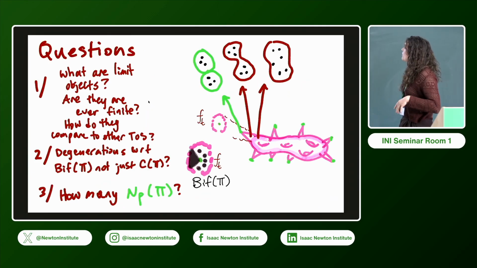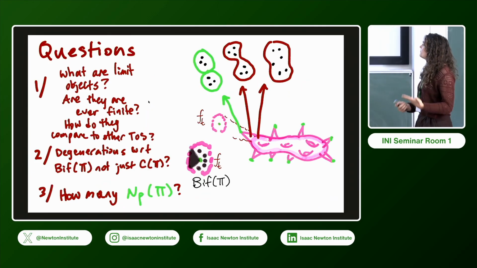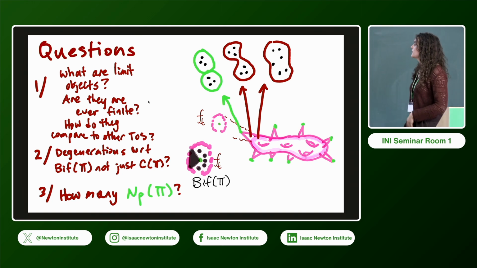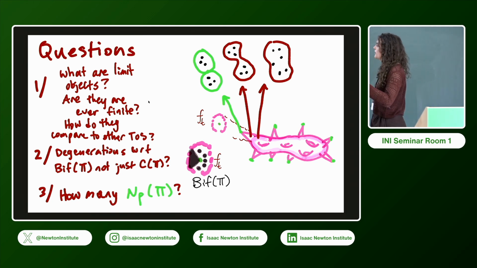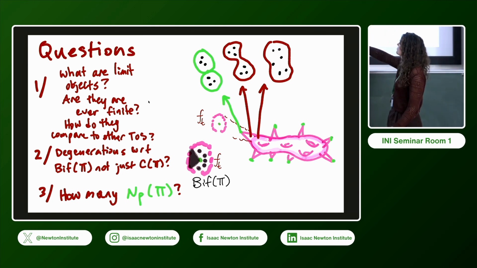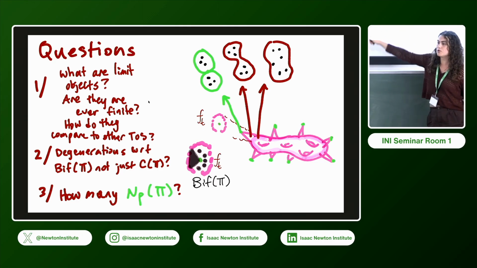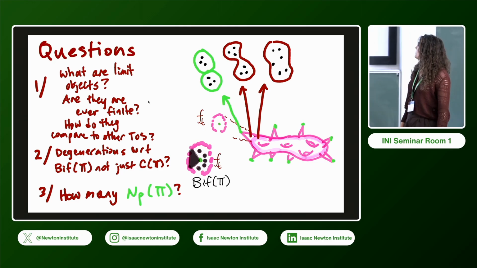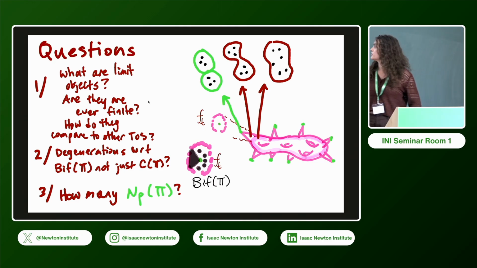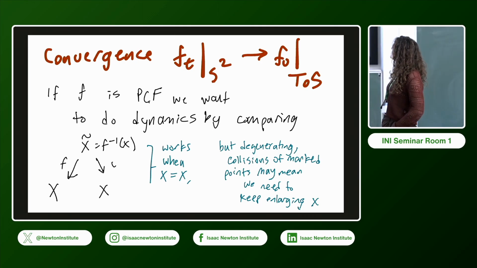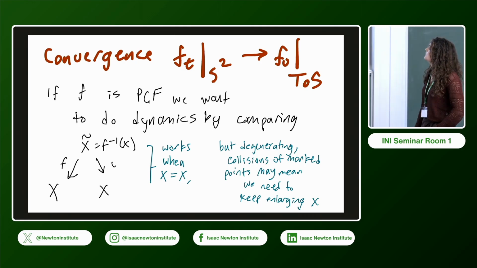So some of the questions are, what are our limit objects? Are they ever finite? And how do they compare to other trees of spheres? And then also, you don't want to just think about the abstract curve, you also want to think about how the bifurcation locus lives inside a local neighborhood around your puncture. And then you want to use this to maybe count the number of punctures that you have in your curve. So how does convergence make sense?